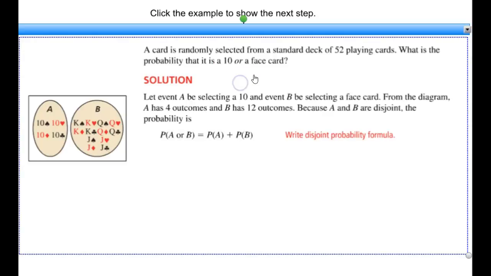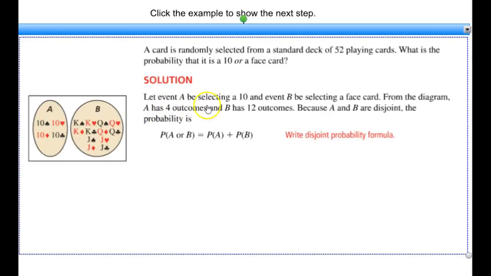So let's look at this example. A card is randomly selected from a standard deck of 52 playing cards. What is the probability that it is a 10 or a face card? So here's that magical or. First I want to think, are these disjoint events or could there be some overlap? Well, I know that there are 10s in a deck and I know that there are face cards in a deck, but there are no 10s that are face cards, so I know I'm not going to have any overlap.